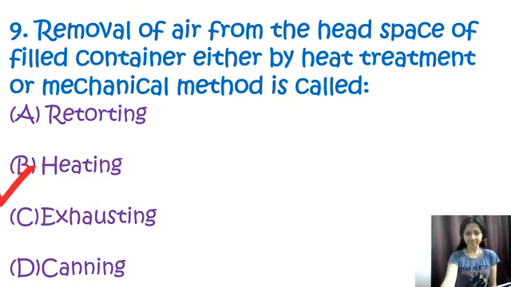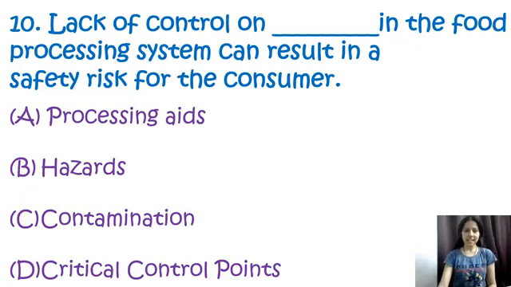That's fine. Question number 10. Lack of control on dash in the food processing system can result in a safety risk for the consumer. So options are processing aids, hazards, contamination, or critical control point. So my correct option will be B, that is hazard.